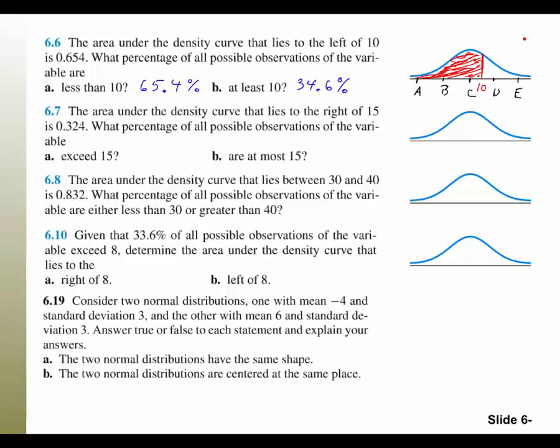If 65% of the data is less than 10, that 10 has got to be a little bit to the right of the middle. So we take more than half of the data, a little bit more than half of the data in our area.